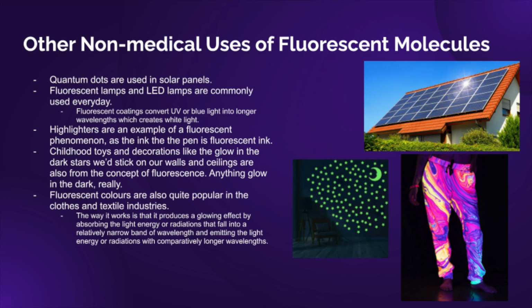Another popular use in the clothes and textile industry is fluorescent colors. The glowing effect is produced by absorbing the light energy or radiations that fall into a narrow band of wavelength and emitting the light energy with comparatively longer wavelengths.